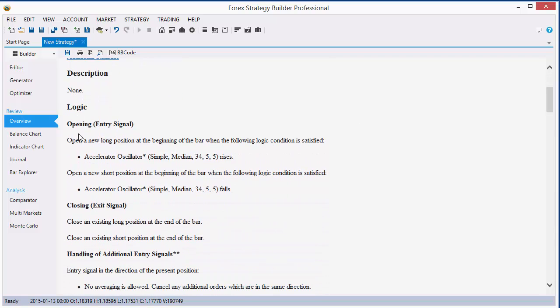This logic section is divided into several parts. Here is the closing section. We have: close an existing long position at the end of the bar, close an existing short position at the end of the bar. This is because we have one and the same price for exiting long and short. But some indicators have different prices for long and for short.